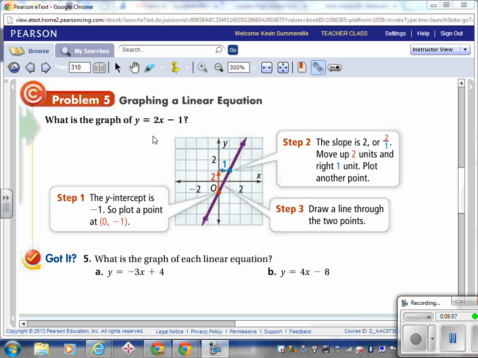So the equation y equals 2x minus 1 is graphed by doing the y-intercept first on your graph, and then find your slope and move up 2 over 1. Go ahead and try Got It 5, A and B.